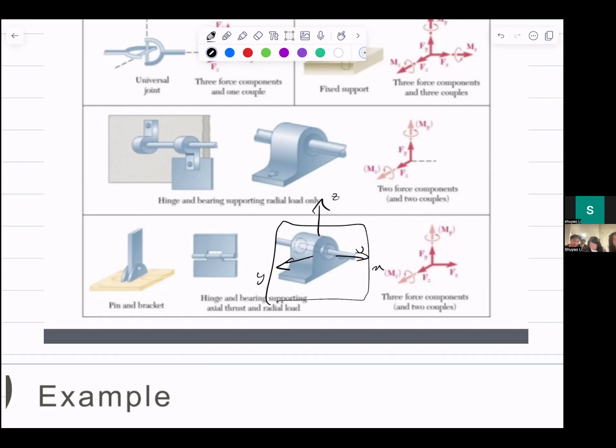So it's preventing the moment about the y-axis and the z-axis, because this joint is like making the pin stuck to it. And you can rotate it about the X, but you cannot rotate it about the Z and Y. And then that's about it.